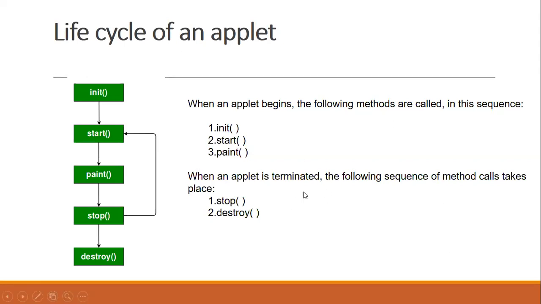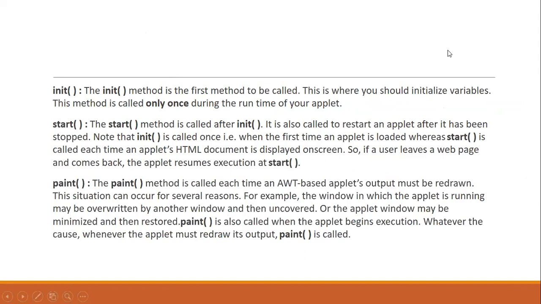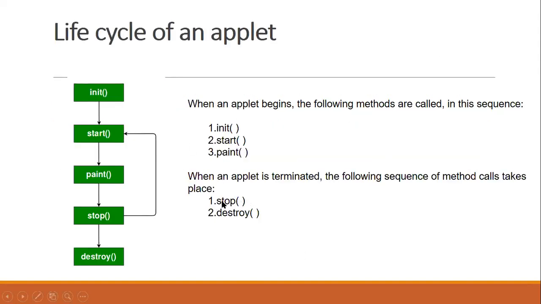When an applet is terminated, at the time of end of an applet, the stop and destroy methods are invoked. Initially, at the time of termination, the stop method will be invoked, and the last method to be invoked is destroy. So check out, when the applet begins, the init method will be invoked, and when the applet terminates, the destroy method will be invoked. And in between init and destroy, we can have start. Opposite to that is stop, and whatever work we are going to do will be redrawn with the help of the paint method.